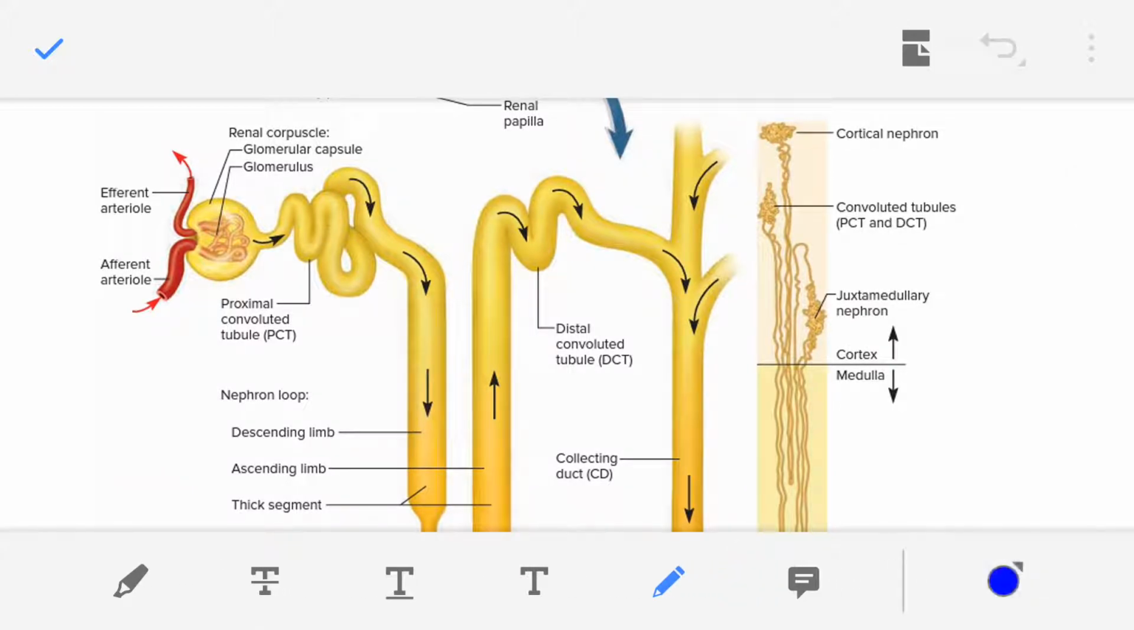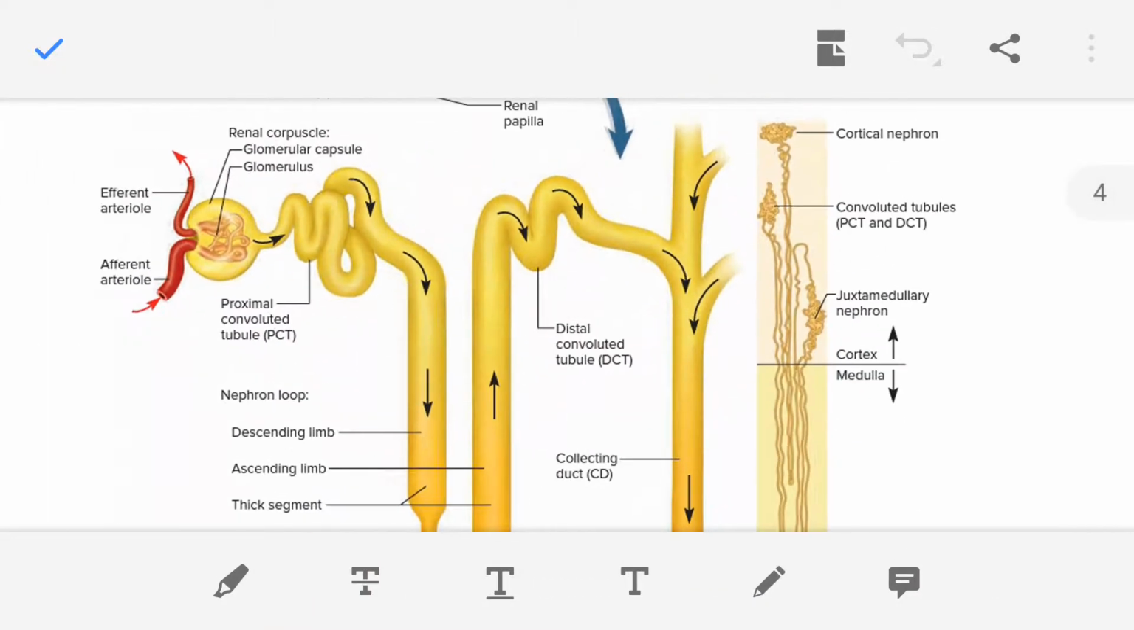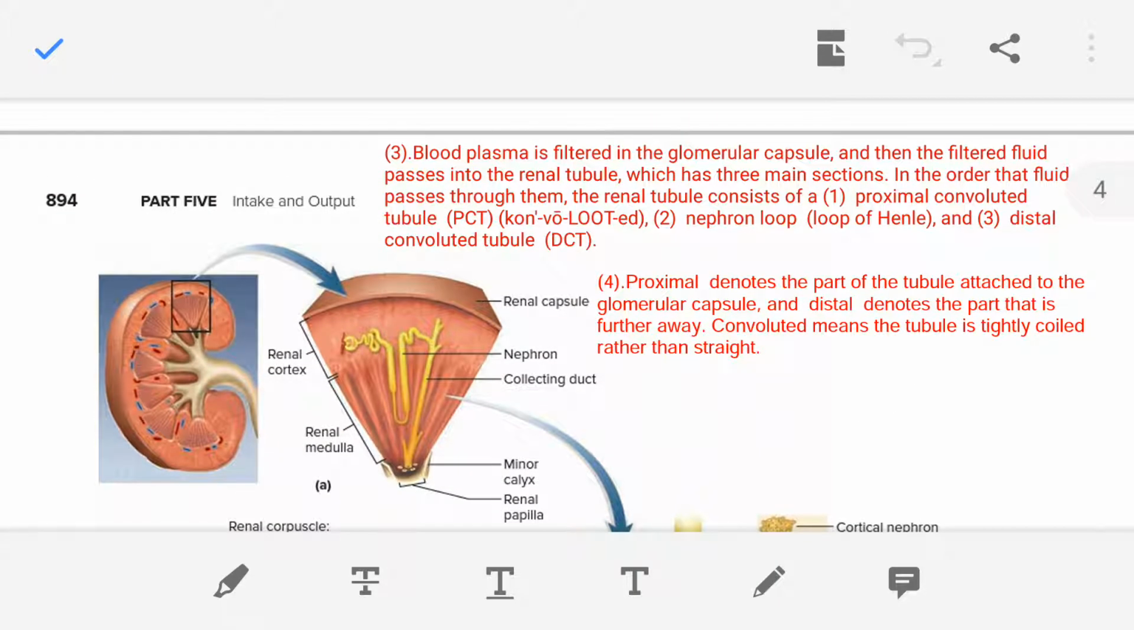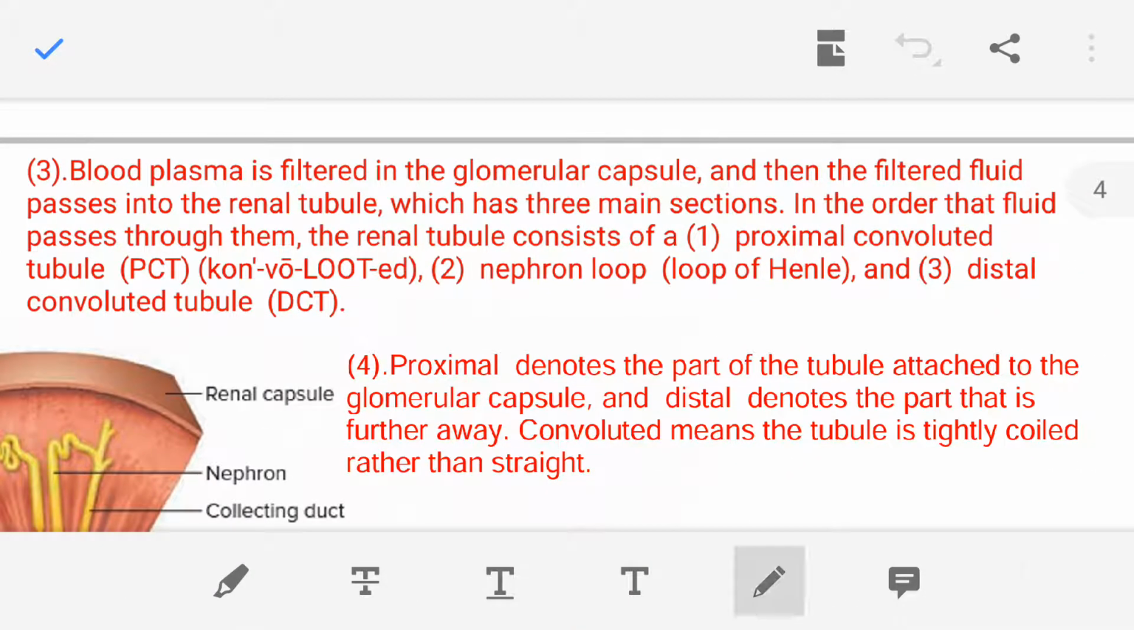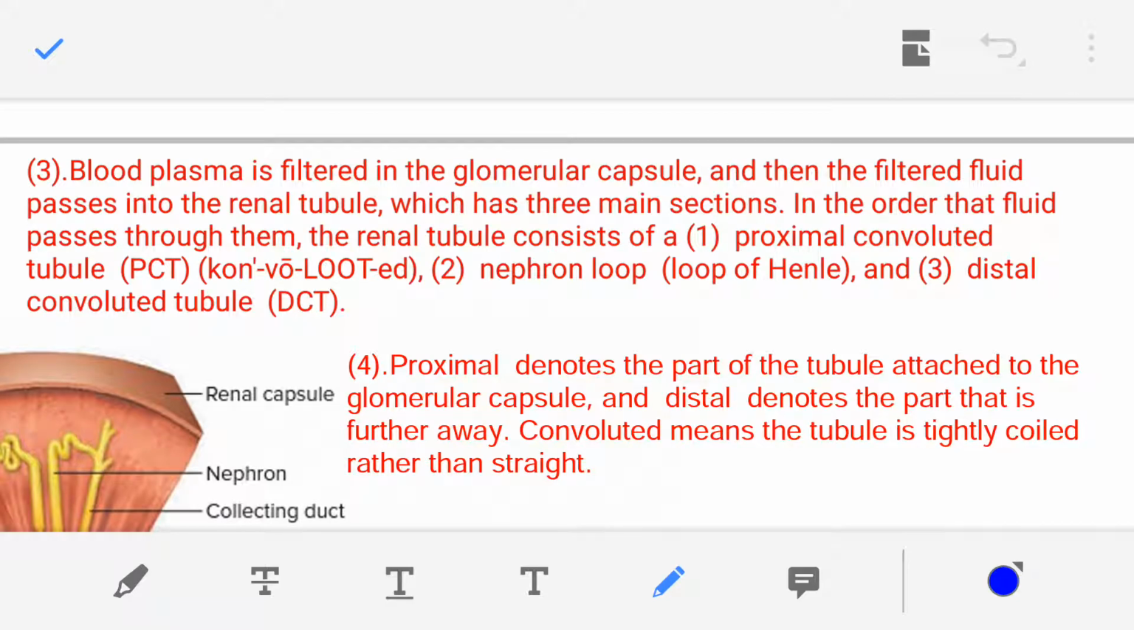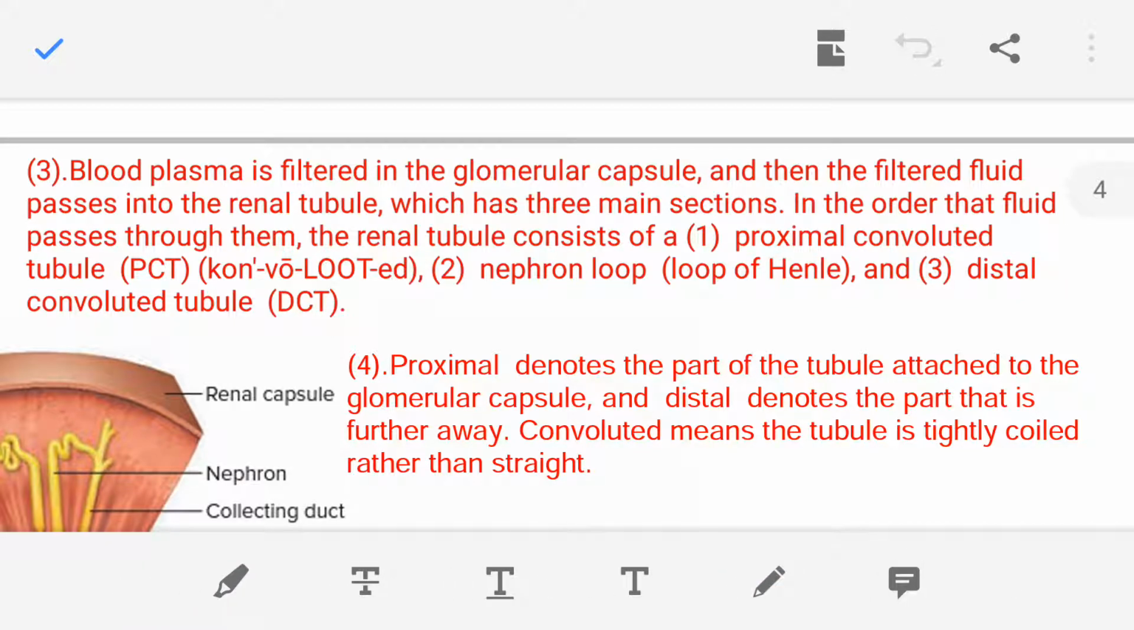So this portion is the renal corpuscle, and this tubule is the renal tubule. Now the renal tubule is divided into three parts. The first part is known as the proximal convoluted tubule, in short PCT. The second part is the nephron loop, also known as the loop of Henle, and the third part is known as the distal convoluted tubule, in short DCT.